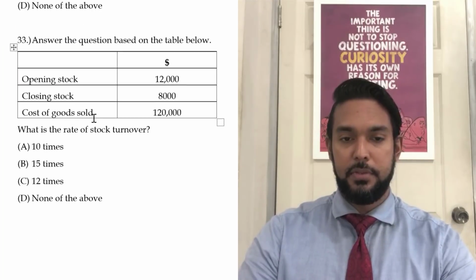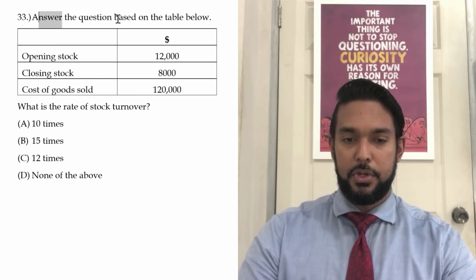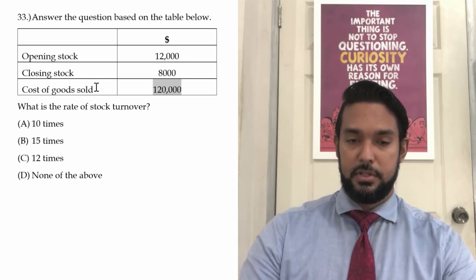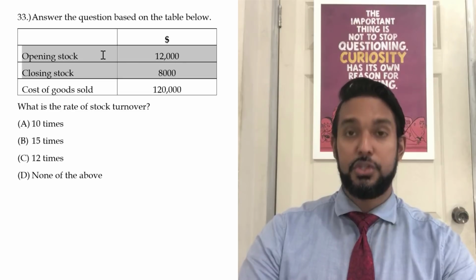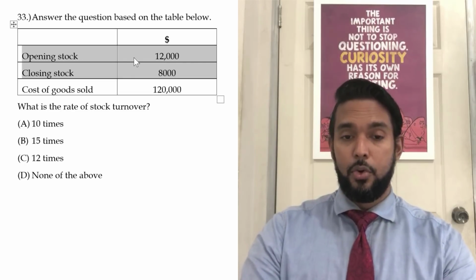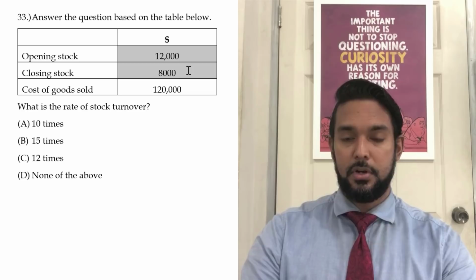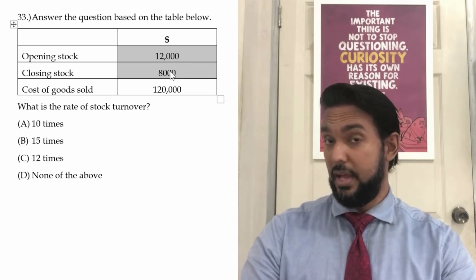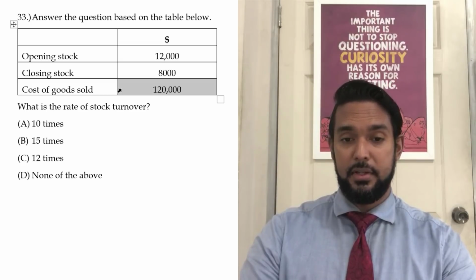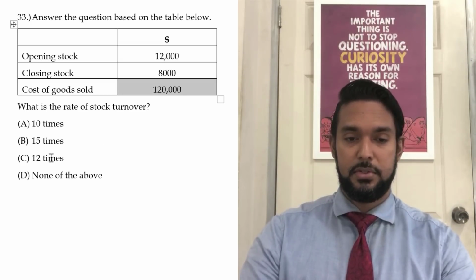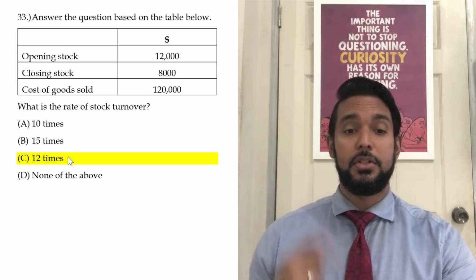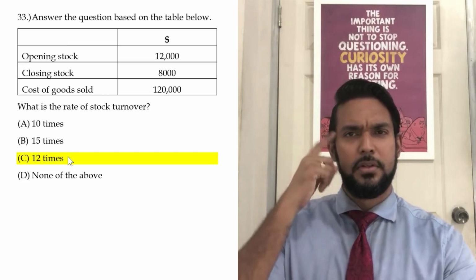Now, number 33, answer the question based on the table. So opening stock, closing stock, cost of goods sold. What is the rate of stock turnover? That's cost of goods sold divided by average stock. How do we find average stock? Opening stock plus closing stock divided by 2. 12 and 8 is 20. 20 divided by 2 is 10. And we're going to take 120 and divide by 10, which will give us 12 times. So we sold out our stock 12 times in 1 year.